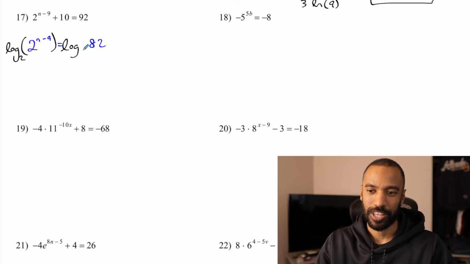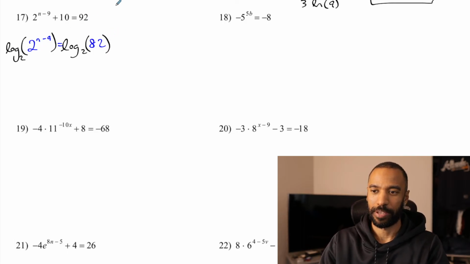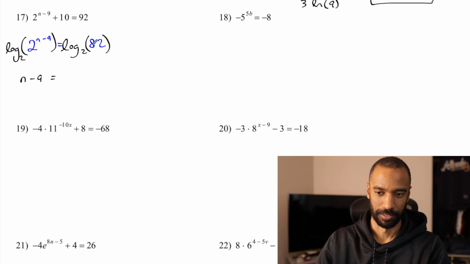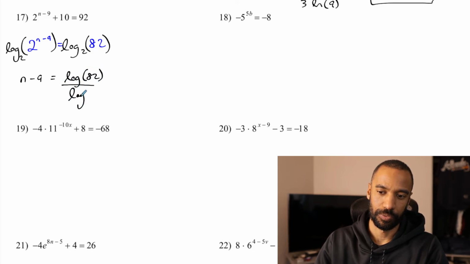Alright, let's log both sides here. You know what? Let's log base 2 on both sides. Let's see if you still remember how this thing works. If I log base 2 both sides, the 2's automatically cancel. I'm just left with n minus 9 here. So over here, I got to do log of 82 over log of 2. That's going to be that conversion.